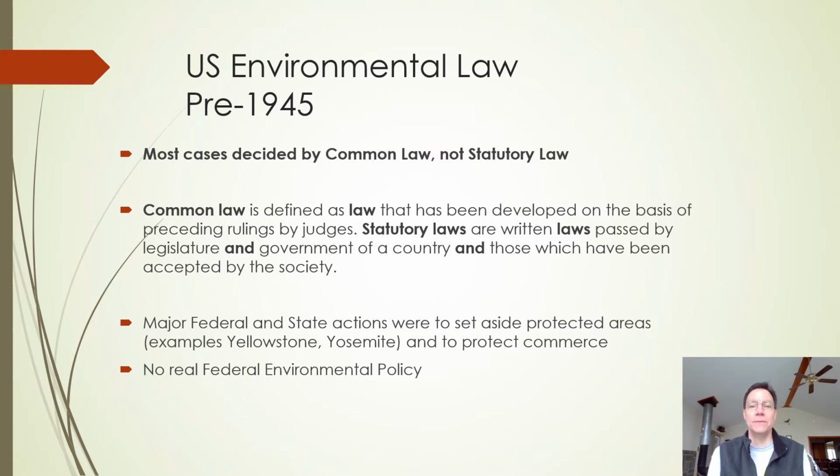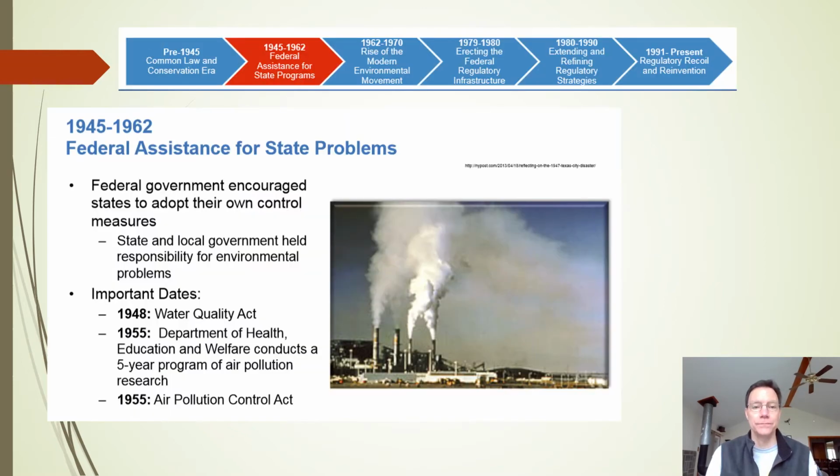Nowadays, you might have some overarching federal or state law, as part of some environmental policy, that you could turn to and that would give you some recourse. Prior to the World War era, those didn't really exist. Most of the actions in this early time period were to set aside protected areas like Yosemite National Park and Yellowstone National Park, and to protect commerce. But really there wasn't very much environmental law and no real federal environmental policy at this age.